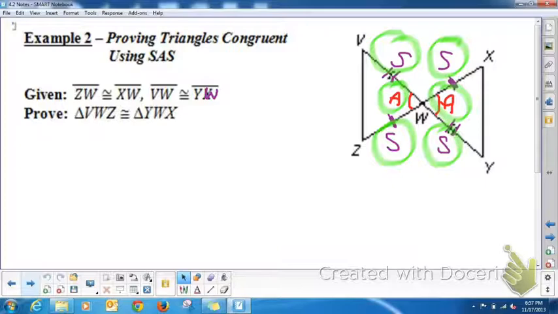So let's write the proof. We'll begin with what we were given. Remember to change that YX on your note template to a YW, as it's clearly marked in the picture, YW.